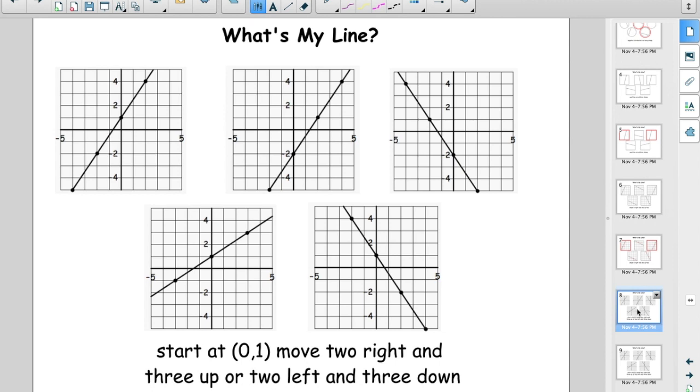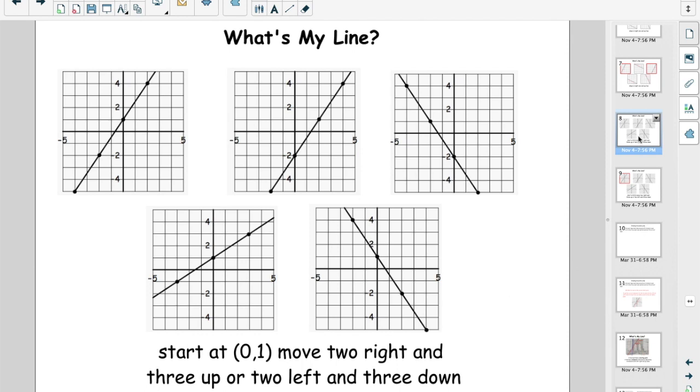So the description here now is that you should start at 0, 1. You should move 2 right and 3 up, or you could move 2 to the left and 3 down. And once again, it's a time to ponder, pause and see if you can figure out which line or lines would meet that description.